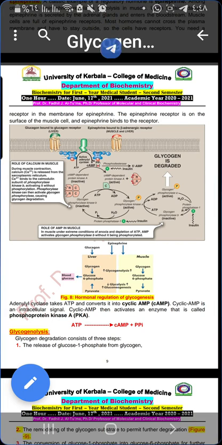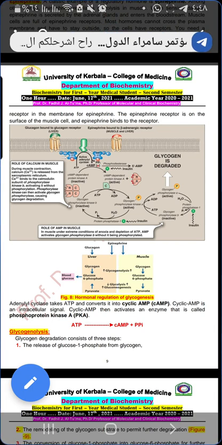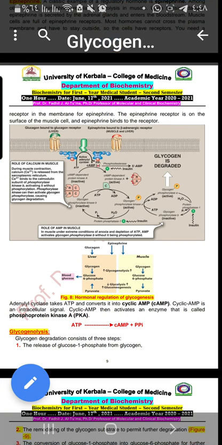الجلايكوجين ميتابوليزم لهذا اليوم. As mentioned in the second part of this lecture, this figure indicates the role of glycogen phosphorylase. This enzyme is the rate limiting enzyme of glycogenolysis that regulates the glycogen degradation or breakdown.